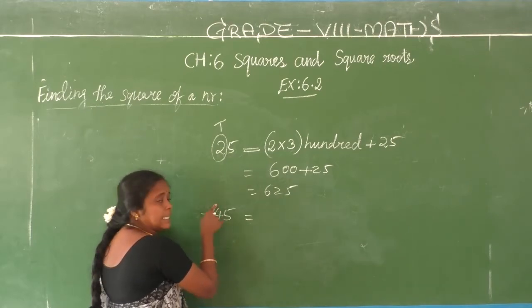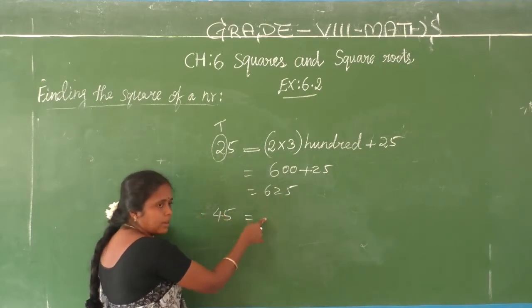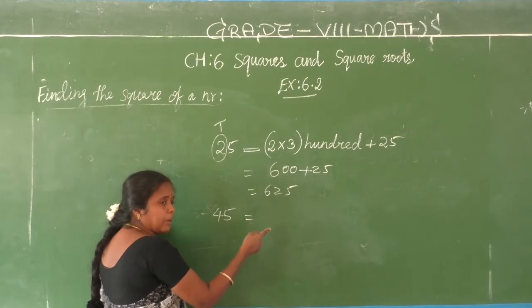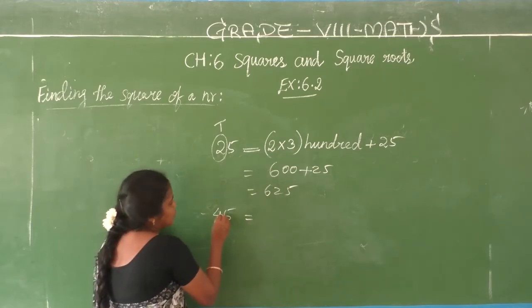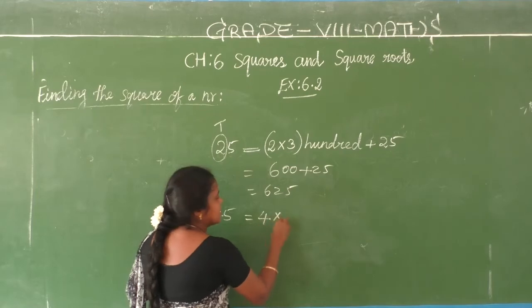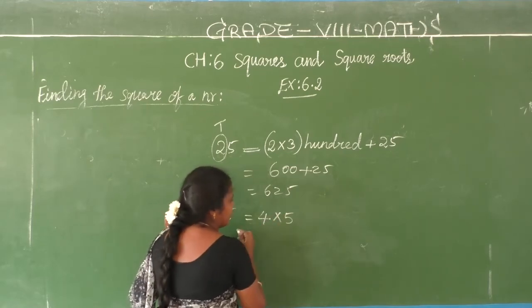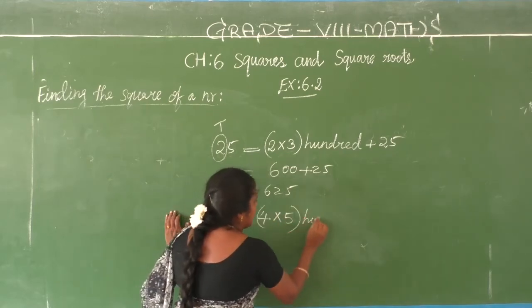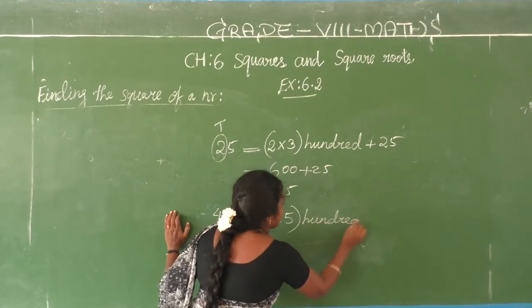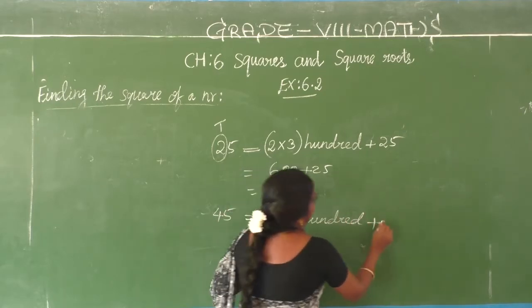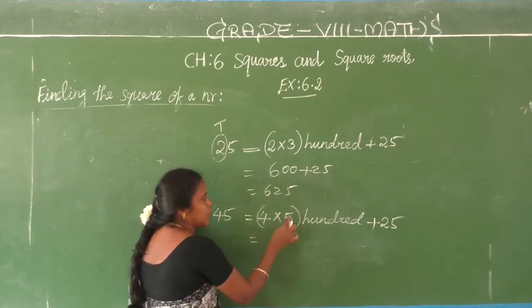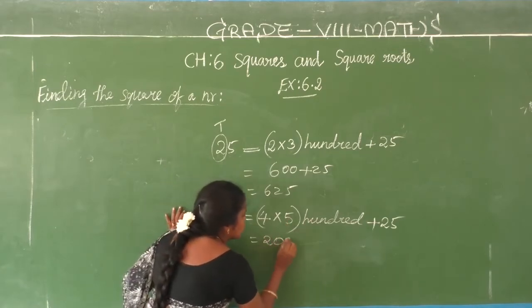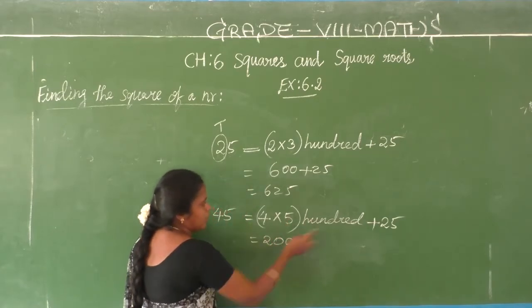Whatever digit is present in the tens place is to be taken here, and then multiply that number by its successor. This is the rule. Okay. So 4, what is the successor? After 4 comes 5. 4 into 5, 20, into 100, 2000. Okay?